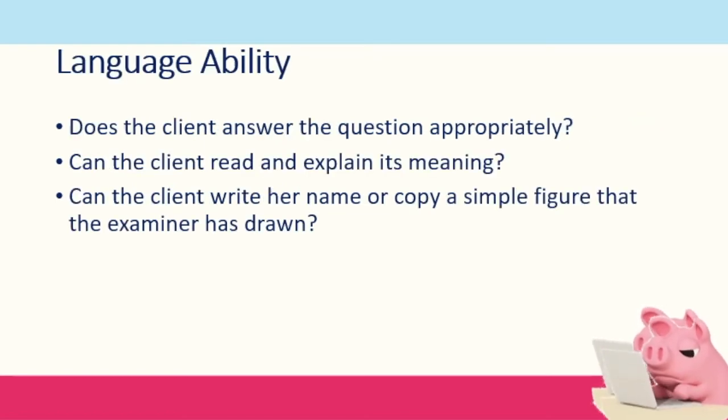Then we have your language ability. This is to check whether the client can answer the questions appropriately. Can the client read and explain its meaning? And can the client write her name or copy a simple figure that the examiner has drawn? So class, these abilities would in fact be able to detect the presence of abnormalities such as agnosia. And class, this could also detect the presence of aphasia, meaning the inability of the patient to communicate or to understand what is being communicated to her.